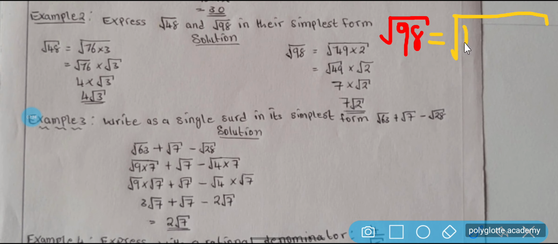And we can go for 49 times 2, because they say you should simplify completely. So we go to 49 times 2. 49 times 2 will give us 98. So this will be analogous to root 49 times root 2.